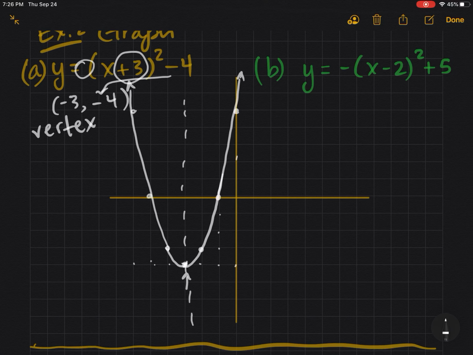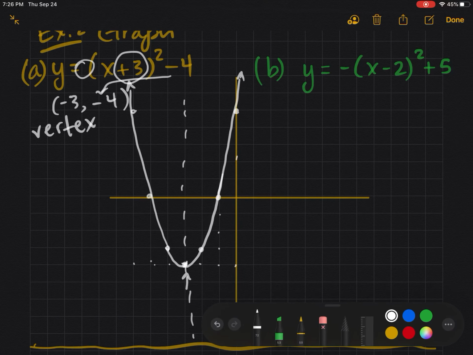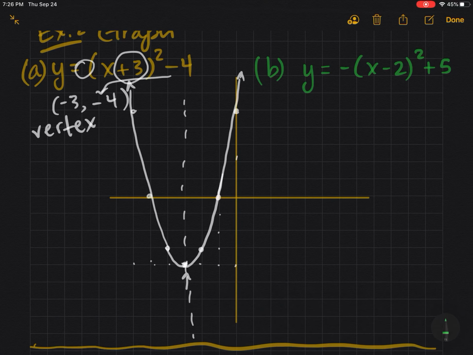Later, we're going to learn about axis of symmetry and talk about some other stuff. But for today, I just want you to become an expert at graphing these. Let's change the color on this one. Now, my vertex, we go opposite. So that's going to be +2 and keep this one the same. So this one is the same. This one is always opposite. So that's going to be a +5. So I'm going over 2 and up 5.